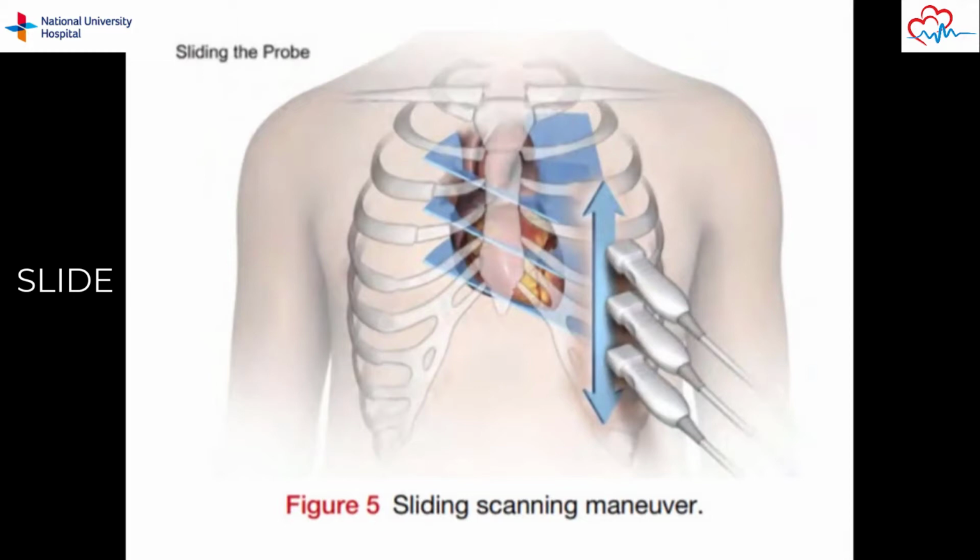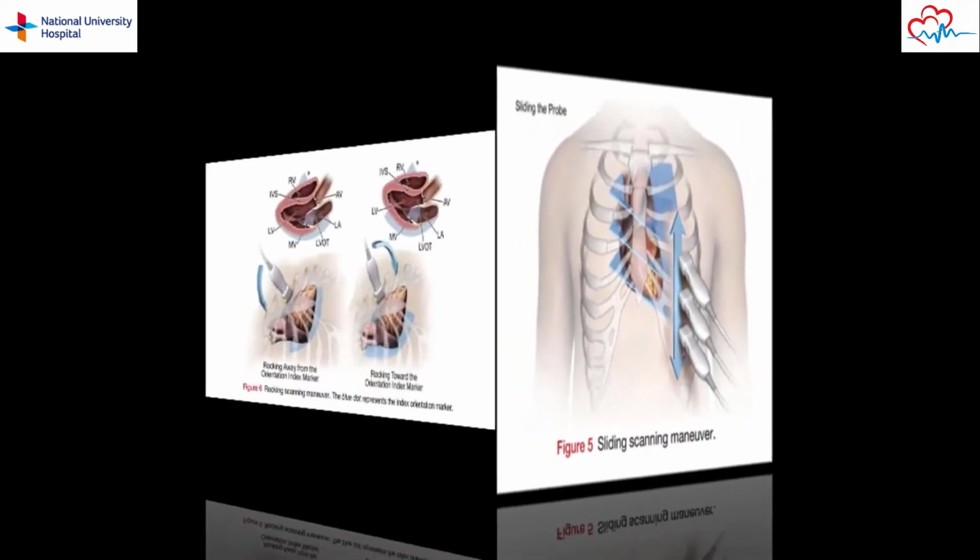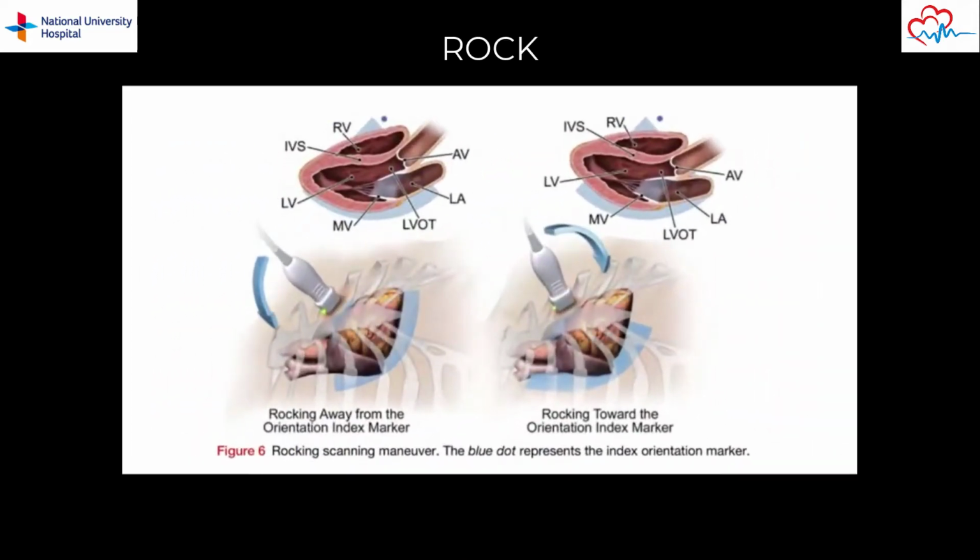The term slide refers to moving the transducer over the patient's skin to a new position. This is demonstrated in the image above. The terms rock and angle refer to smaller movements used to optimize an image. Rock refers to an action of moving the transducer, staying in the same imaging plane, toward or away from the transducer orientation marker to center a structure or extend the field of view.